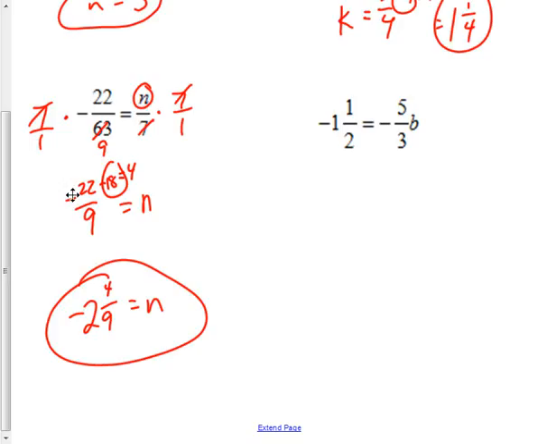Again, we're not concerned whether this is negative at this point. We already know our answer is going to be negative. We're just trying to figure out how many whole we can make, or whole integers.